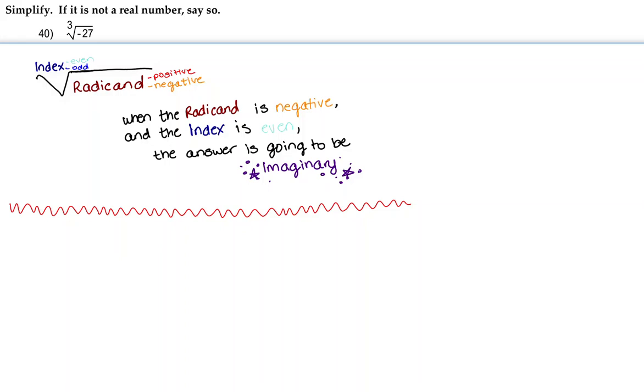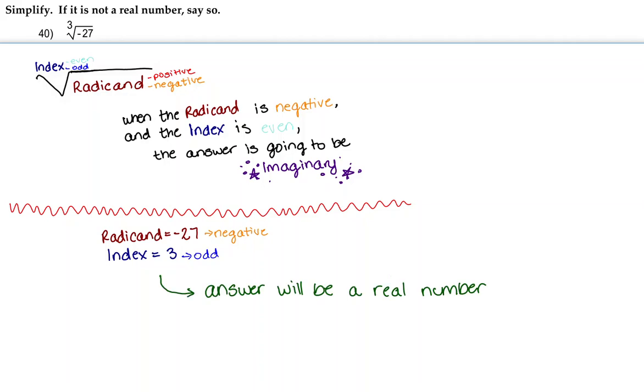In this case, our radicand is negative 27, which is therefore negative, and our index is 3, which is therefore odd. So our answer is going to be a real number. Because we have the third root of negative 27, we're looking for groups of 3 factors of negative 27. So we're going to break down 27. First, we're going to break it down into negative 1 and 27. And then the 27 we can break down further.